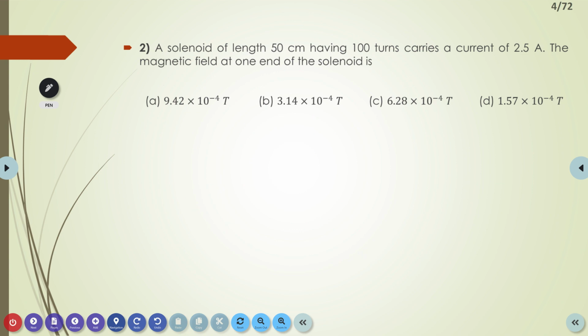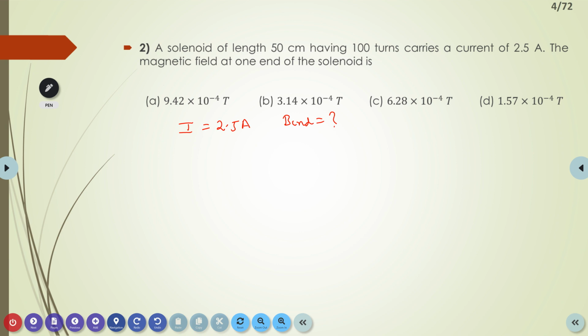Second, a solenoid of length 50 centimeter having 100 turns. And the current is what? 2.5 ampere, I equal to 2.5 ampere. What is to be calculated? The B at the end you have to calculate. B at end equal to what?